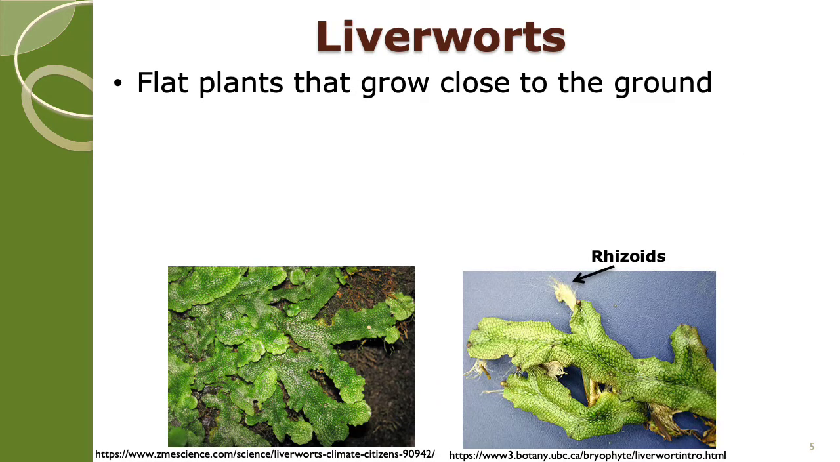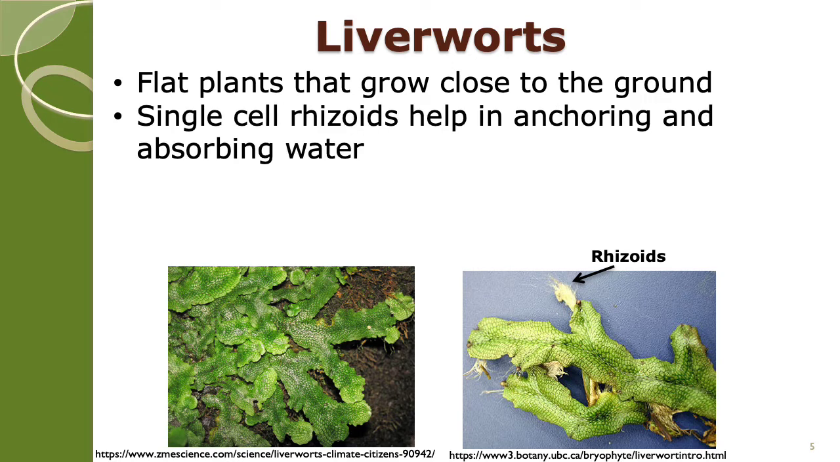We're going to now look at liverworts, and these are plants that have a flat structure and grow close to the ground, as you can see in the pictures. Liverworts have single-celled rhizoids that help in anchoring and absorbing water. Their main function is anchoring, but they can absorb water also. And in the picture to the right, we can see these hair-like rhizoids.